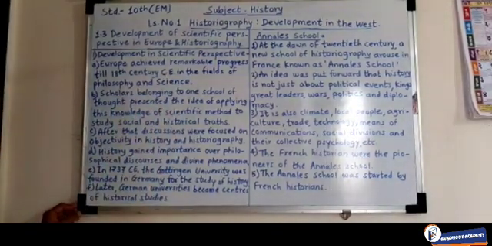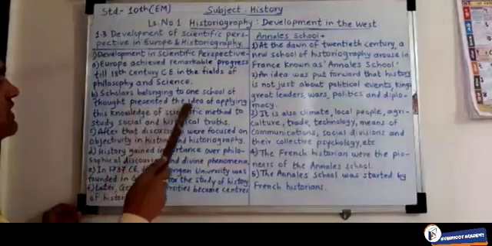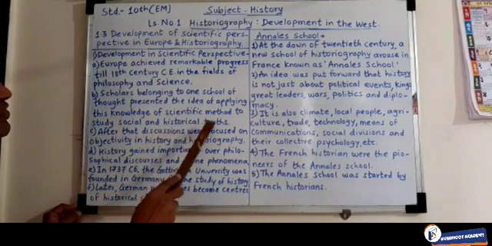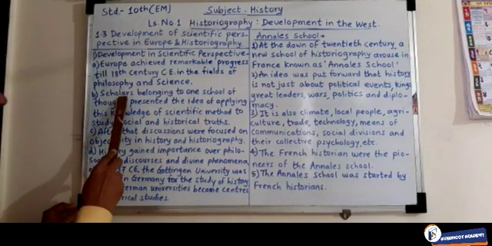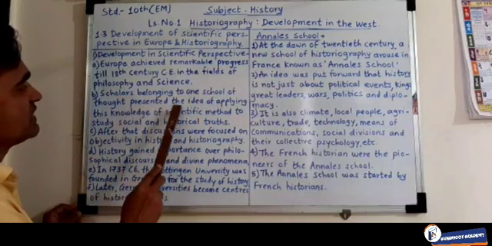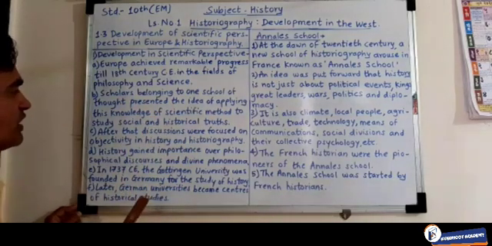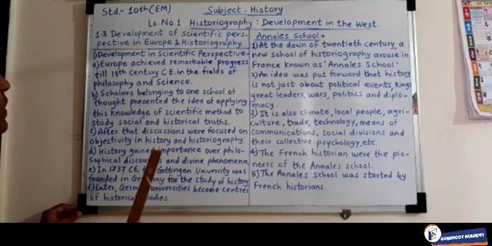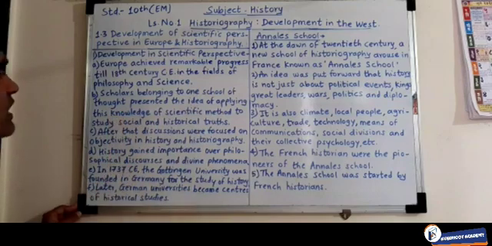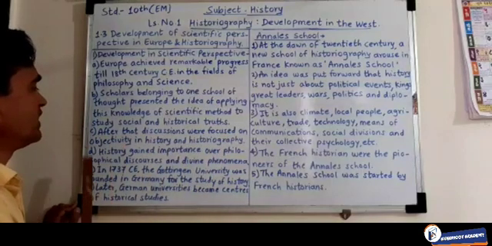In the field of philosophy and science, scholars belonging to one school of thought presented the idea of applying the knowledge of scientific method to study social and historical truth. Scholars means expert persons. Whatever social and historical truths they wanted to present, they wanted to apply the knowledge of scientific methods. After that, discussions were focused on objectivity.